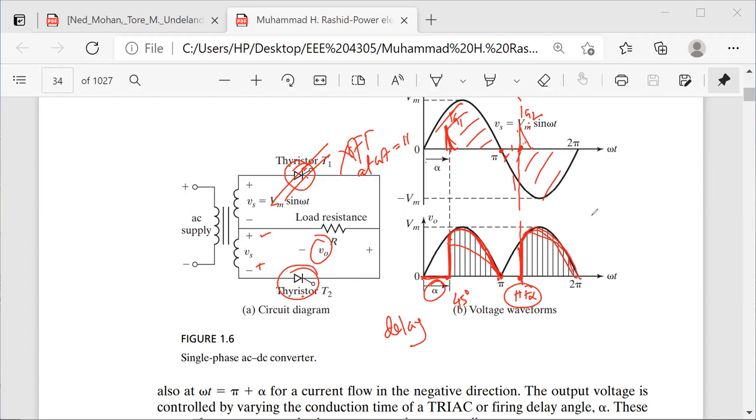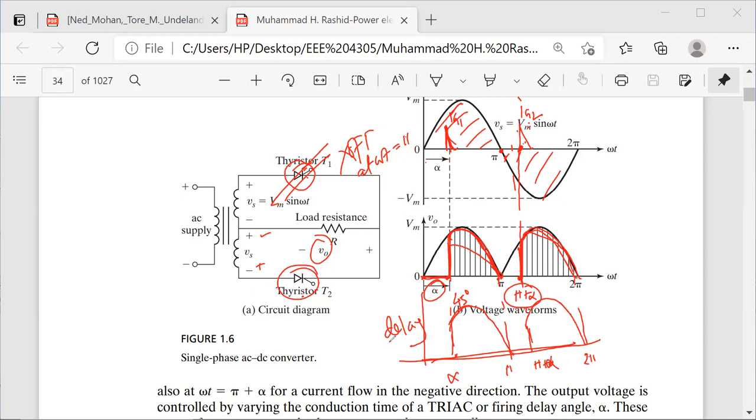So the output for that I have plotted here. If I want to plot it here, then this is alpha, this is pi, this is pi plus alpha, and this will be your twice pi. You got my point? Yes, sir.